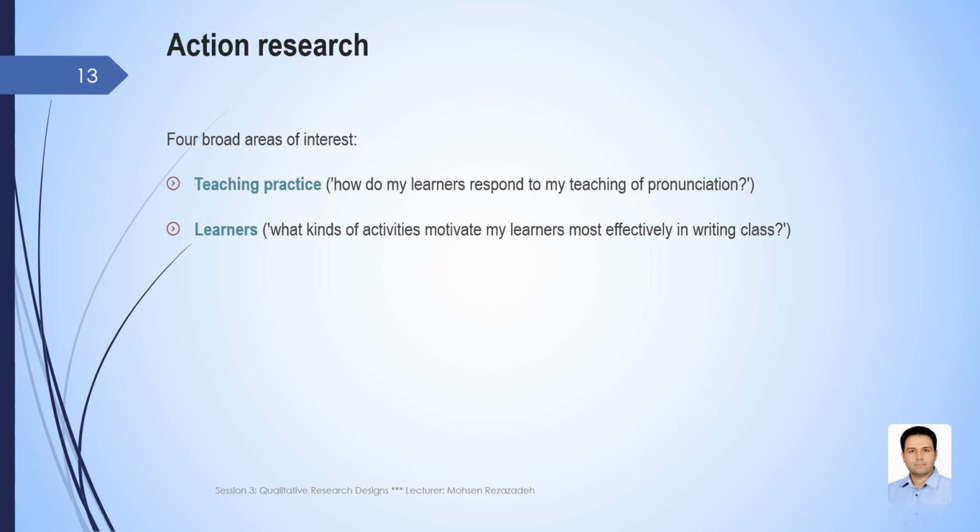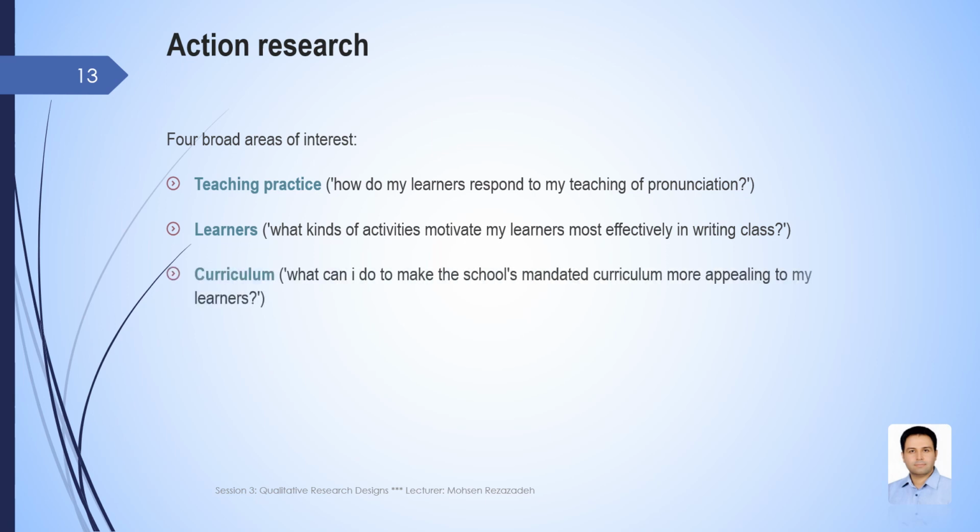Or your learners and how they learn. For example, what kinds of activities motivate my learners most effectively in a writing class? You can do an action research in order to investigate your learners and how you can improve the way they learn. Next is your interaction with the current curriculum and with curriculum innovation. For example, what can I do to make the students' mandated curriculum more appealing to my learners? Suppose that you are working in an institute and you see that the students don't like the curriculum, they don't like their books. You can do an action research in order to see what you can do in order to make this boring curriculum more appealing to your students.